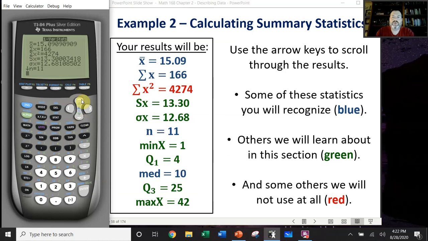Okay. So some of these statistics you will recognize. The ones I put in blue here, if you're colorblind, I apologize in advance, but not much I can do with PowerPoint. So you can see x bar. We've seen x bar before. That's our sample mean. Your calculator treats this as a sample, even if you're typing in data from a population. So it's going to call this x bar, not mu. Then we have sum of x. We saw that notation last video. That just sums all the x values. Then we have n, that's our sample size. So there's 11 data values. And then the median is 10. So that's down here, right? Median is 10.